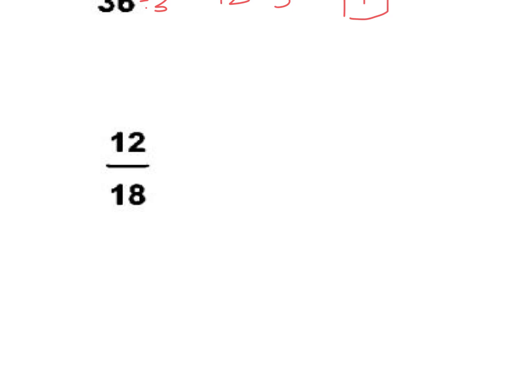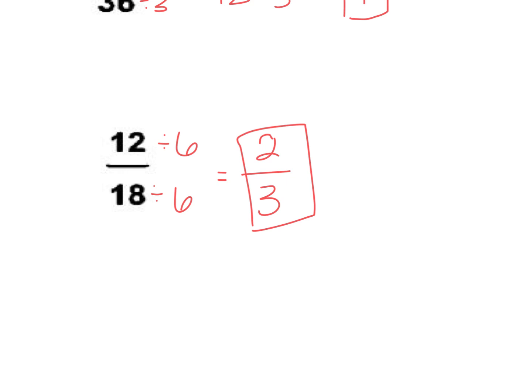12 and 18, their greatest common factor is 6. And again, this is another one where maybe you had started with 2 and you divided, and then you found, oh, I can divide a second time. So just always keep that in mind. 12 divided by 6 is 2, and 18 divided by 6 is 3. That's in simplest form, 2/3.